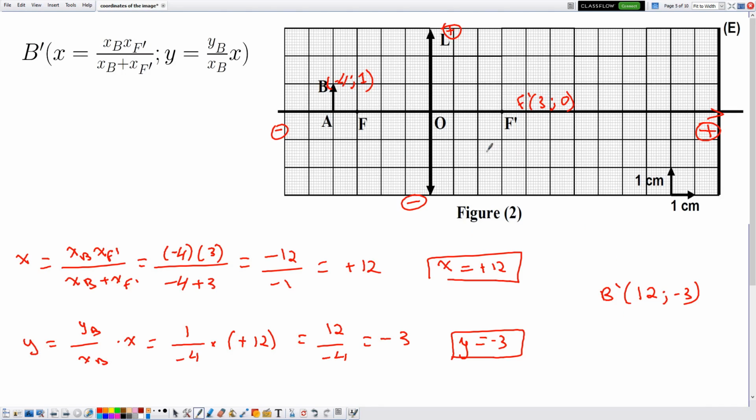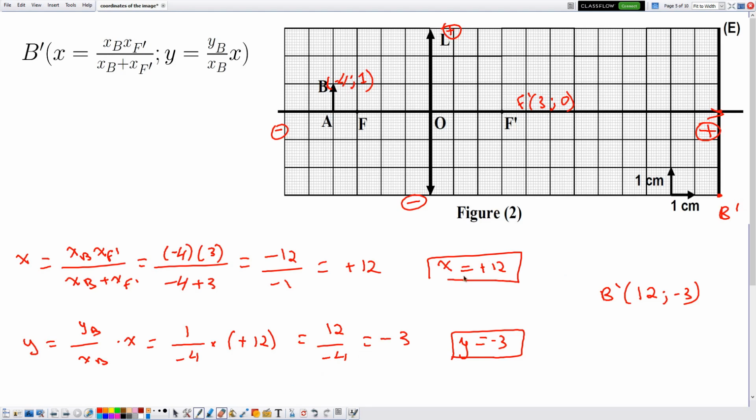So now 12 means that we need to count 12 divisions in the positive direction, which means 1, 2, 3, 4, 5, 6, 7, 8, 9, 10, 11, 12, and which confirms that the image will be on the screen. So this is here. And -3 means that we need to count 3 divisions downward. So 1, 2, 3. So this is the position of the image B prime.